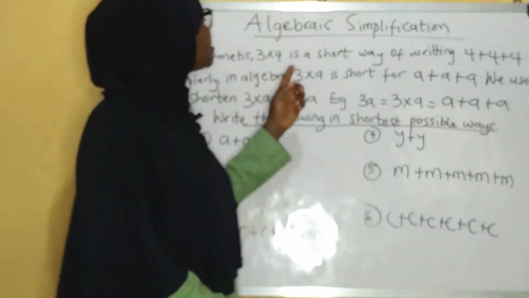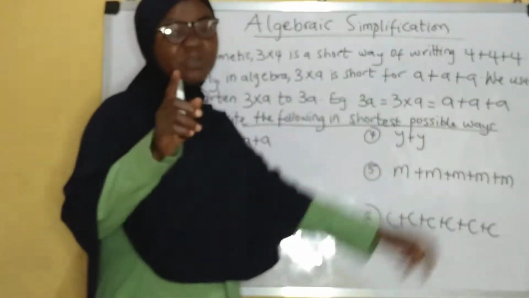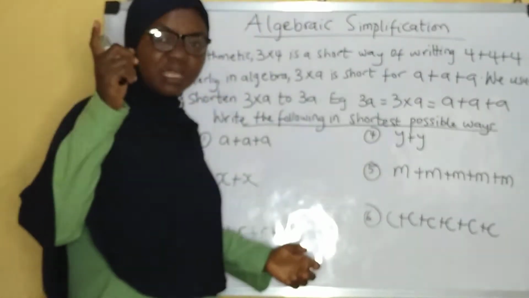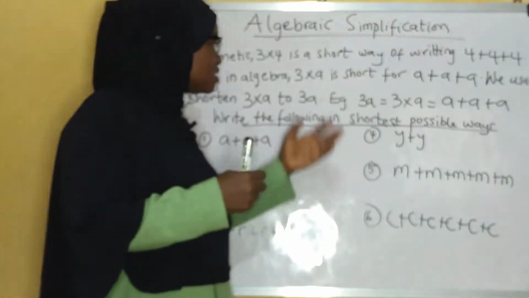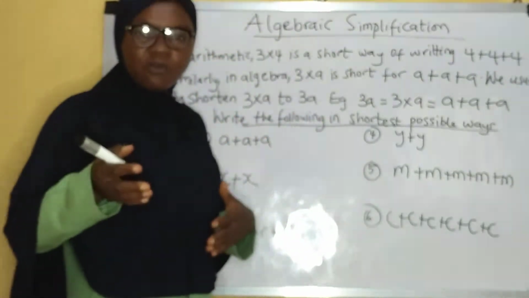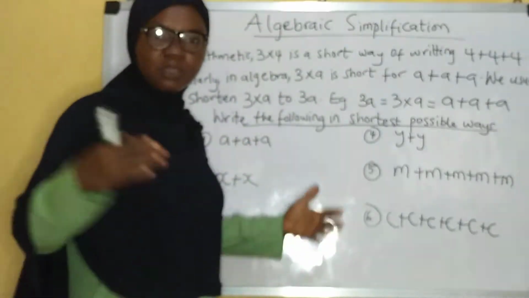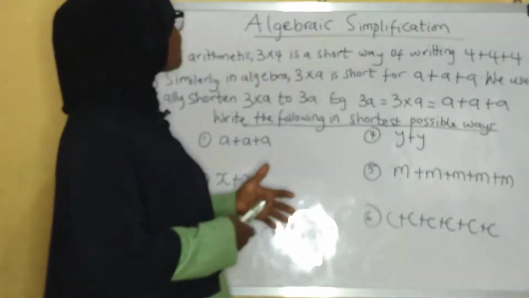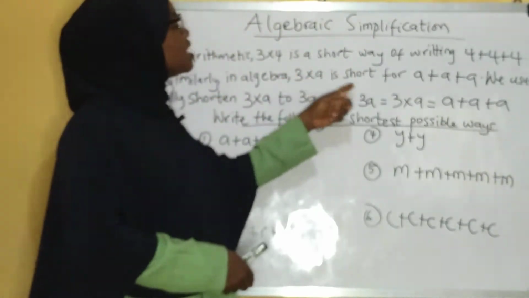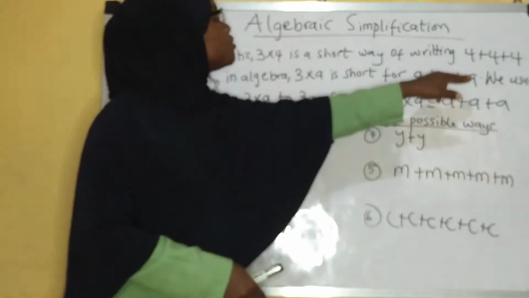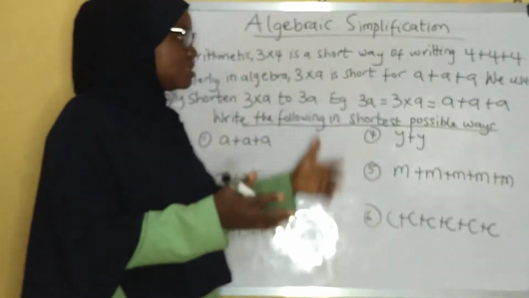Similarly, in algebra, 3 times a is short for a plus a plus a. Now, don't forget, anytime you hear the word algebra in mathematics, you should have it at the back of your mind that it is the letter representation of number. That is, you always have letters in any algebraic expression. Does that make sense? Now, based on that understanding, in algebra, 3 times a is short for a plus a plus a. That is, you want to add a in 3 places. You want to add them together. That is what it means.